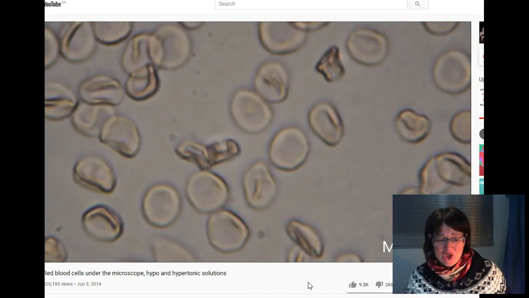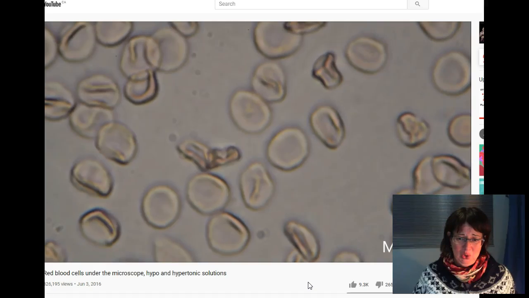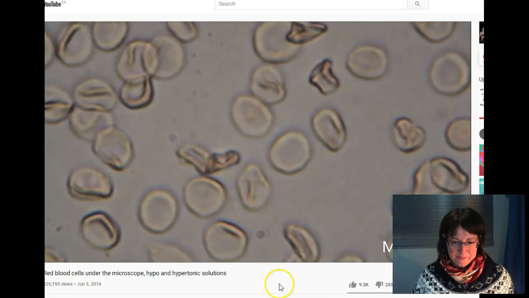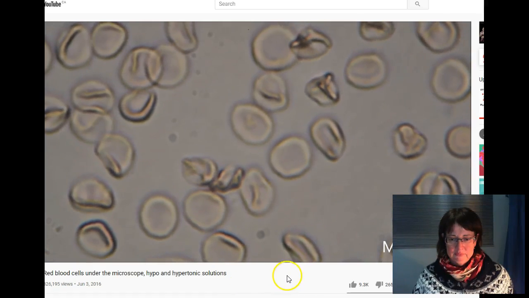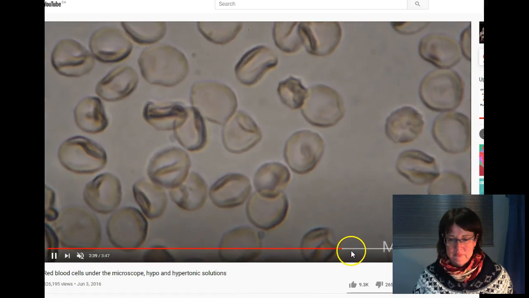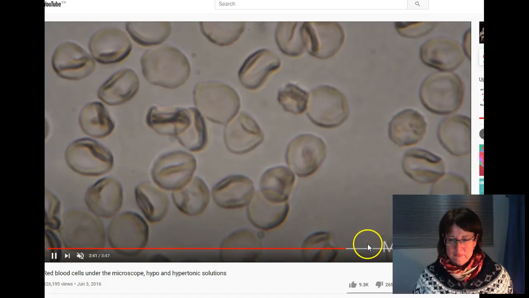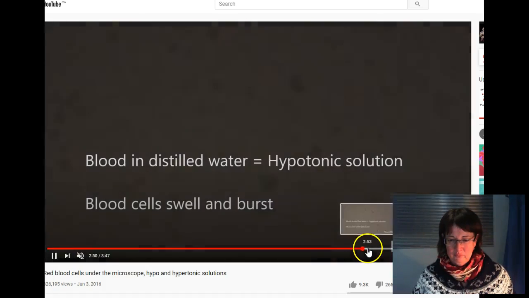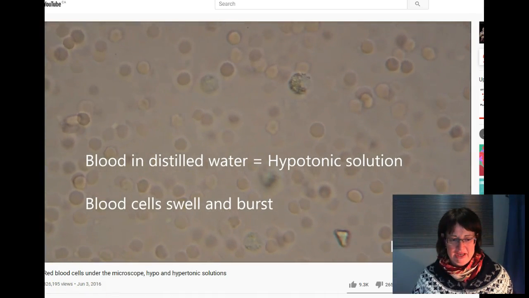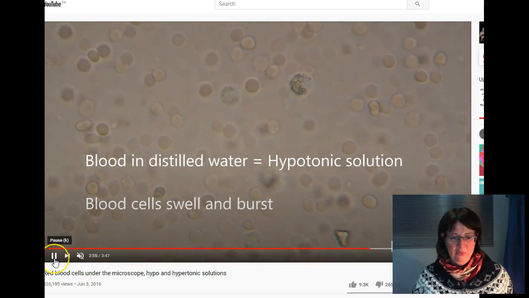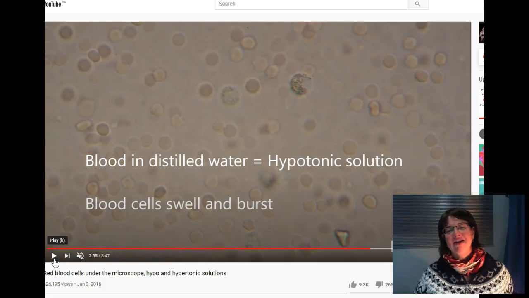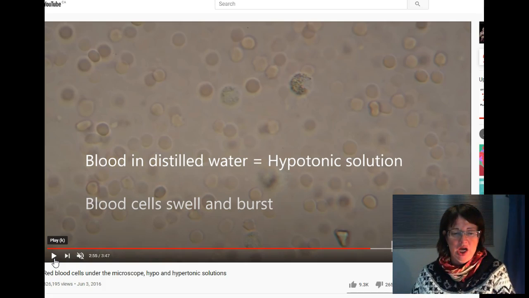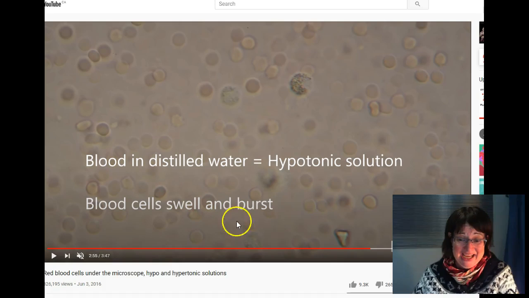Now, when the cells are this shrunk, they don't have the ability to flex as well. So they can damage more. Okay, let's jump ahead now. And now we are looking at adding distilled water. Distilled water is hypotonic because the cells have less.